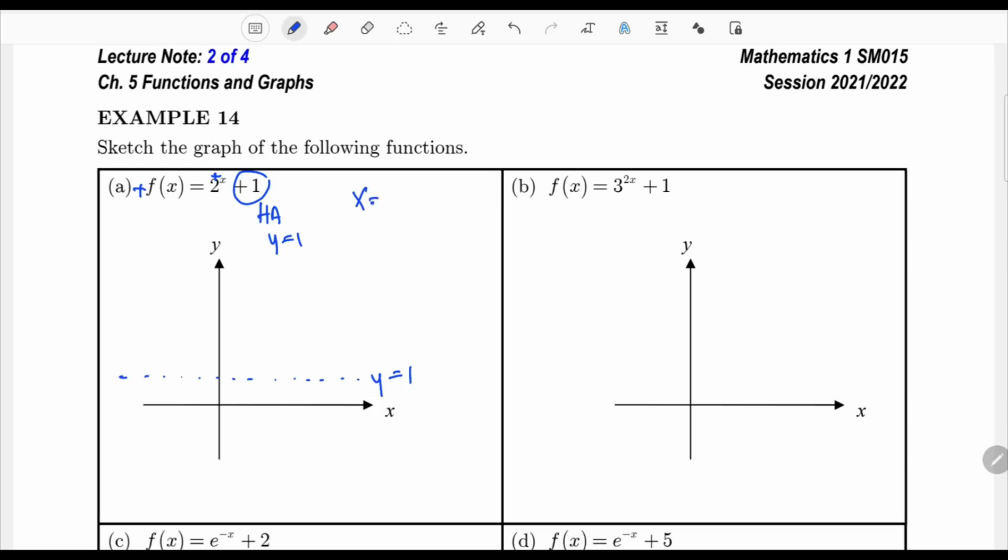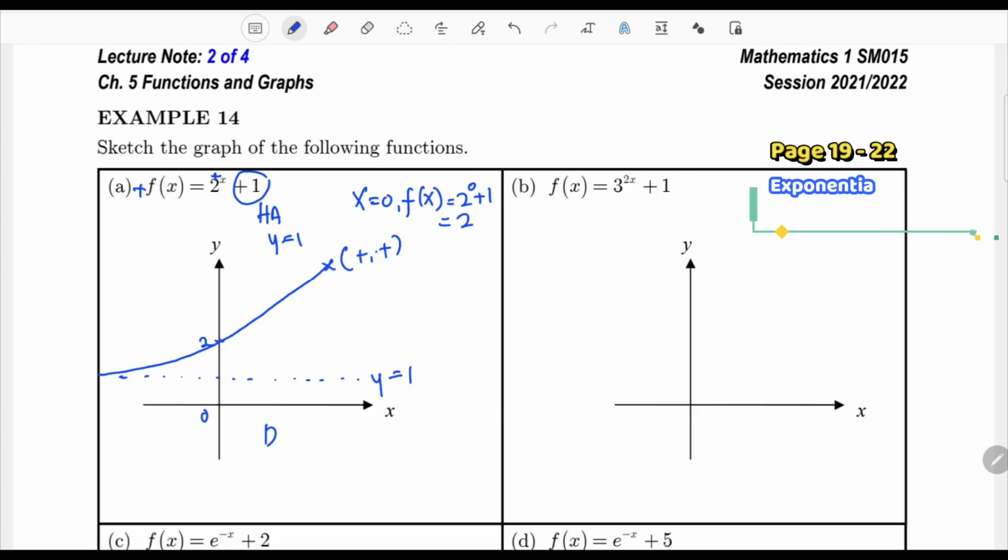When x is 0, f(x) will be 2 to the power 0 plus 1. So that will be 2. So it cuts at 2. Using this, we have the outer point, positive, positive. So somewhere here, and then the end here goes nearer and nearer to the horizontal asymptote. So this is your graph. The domain of f will be real numbers, the range of f will be (1, infinity), an open interval.